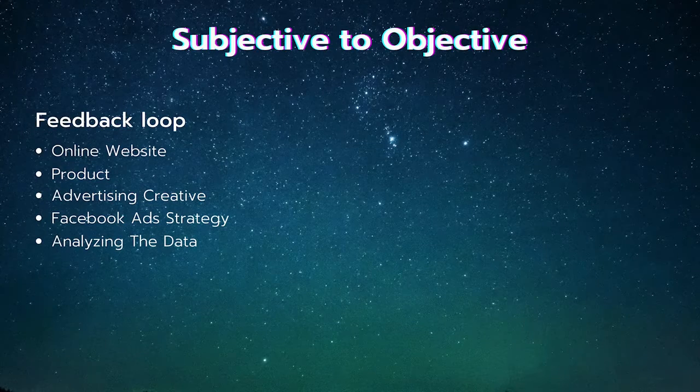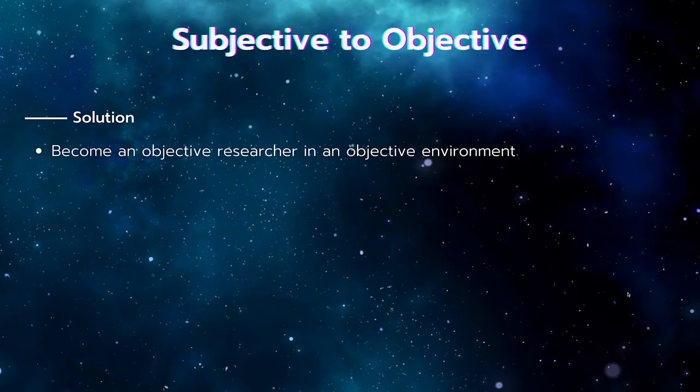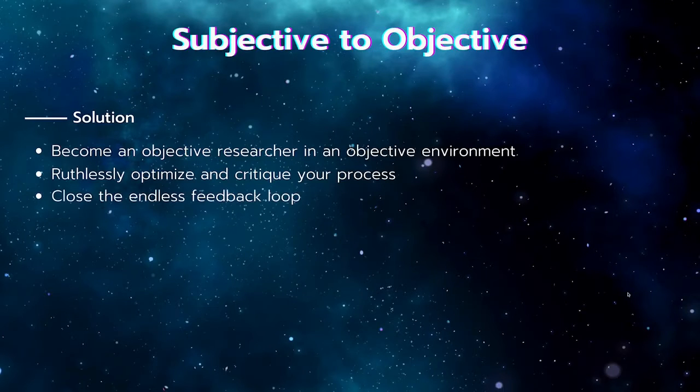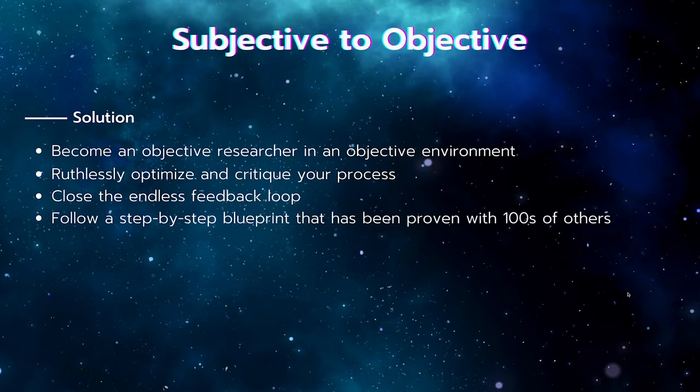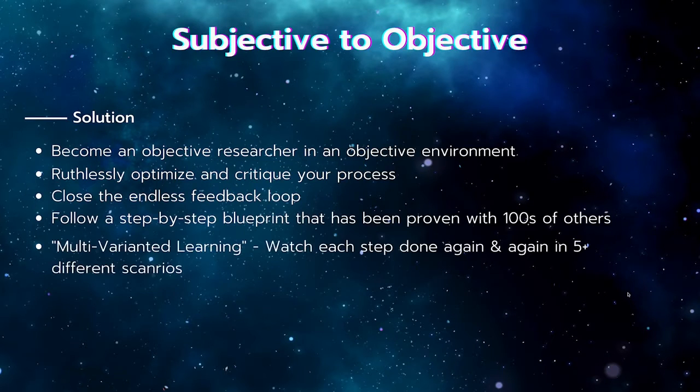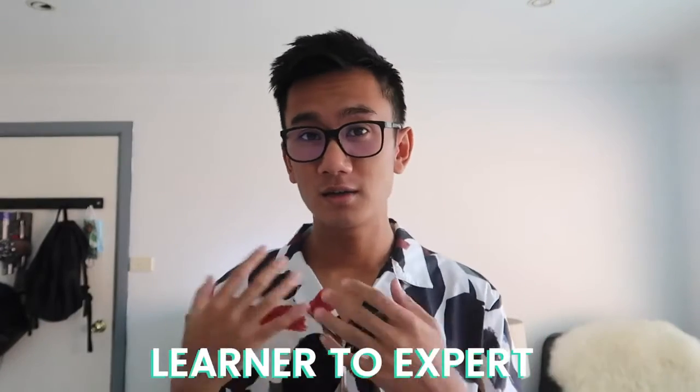Now, the solution is you want to become an objective researcher in an objective environment. You want to ruthlessly optimize and critique your process. You want to close the endless feedback loop. You want to follow a step-by-step blueprint that has been proven with hundreds of students. You want to be applying multivariate learning where you can watch each step done again and again in 5+ different scenarios. And the second transformation is learner to expert.